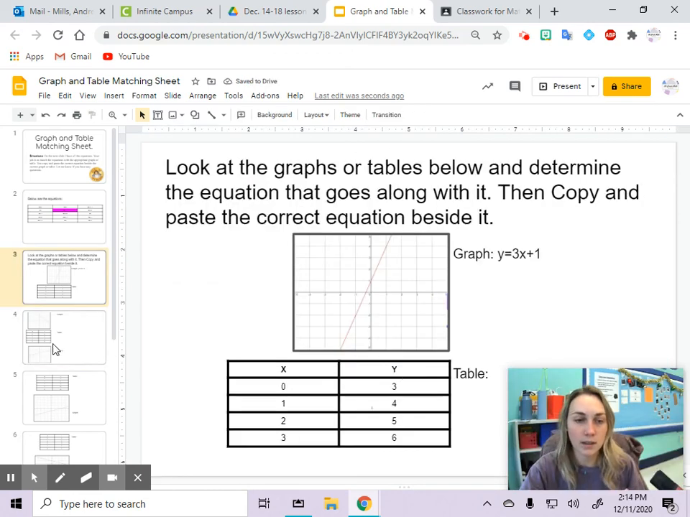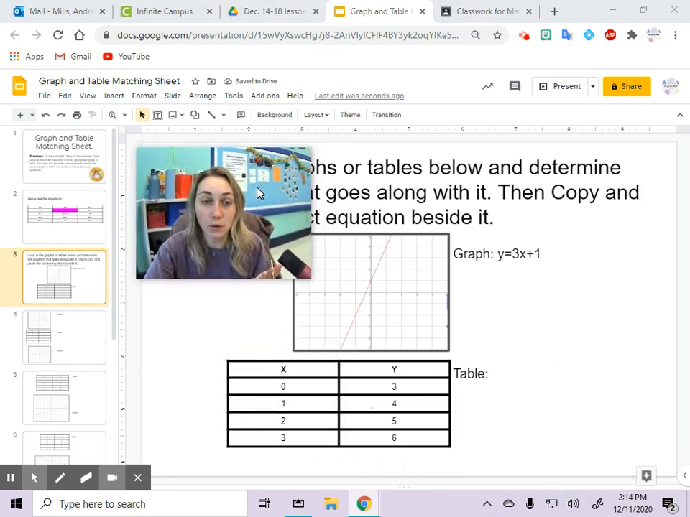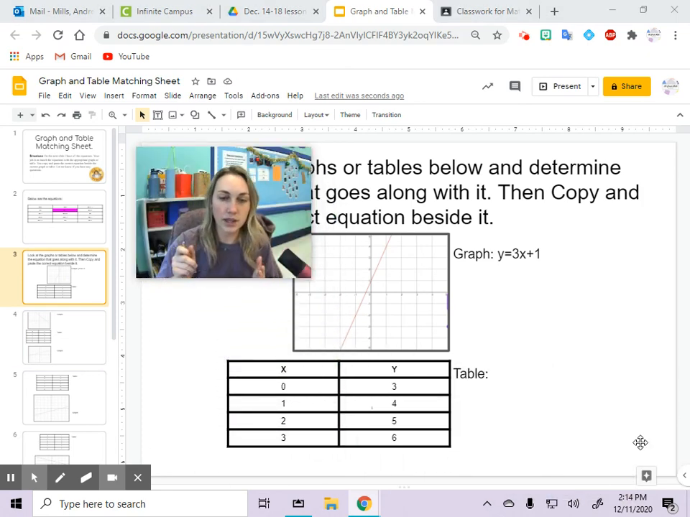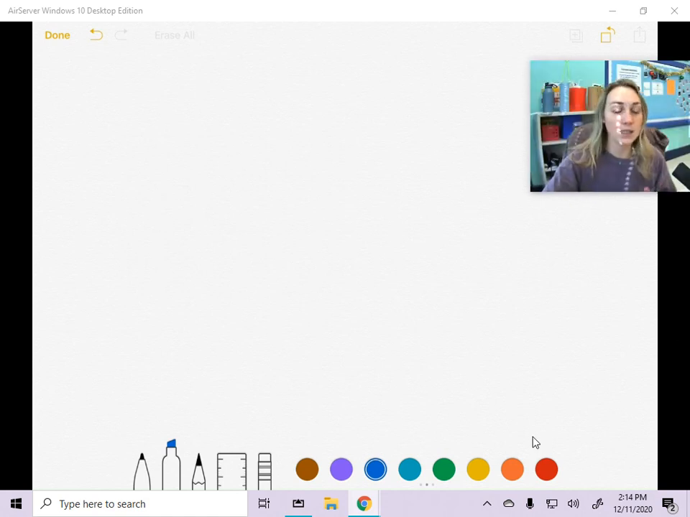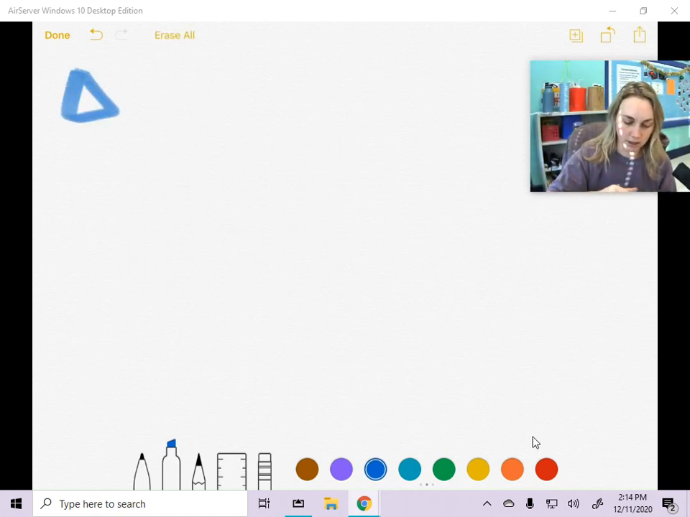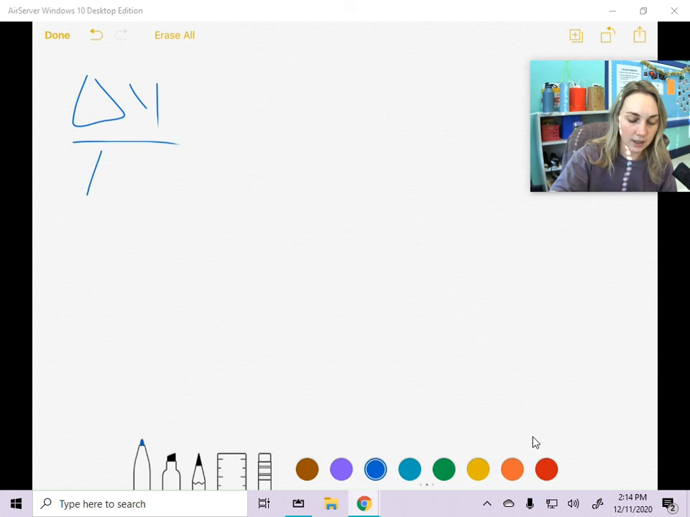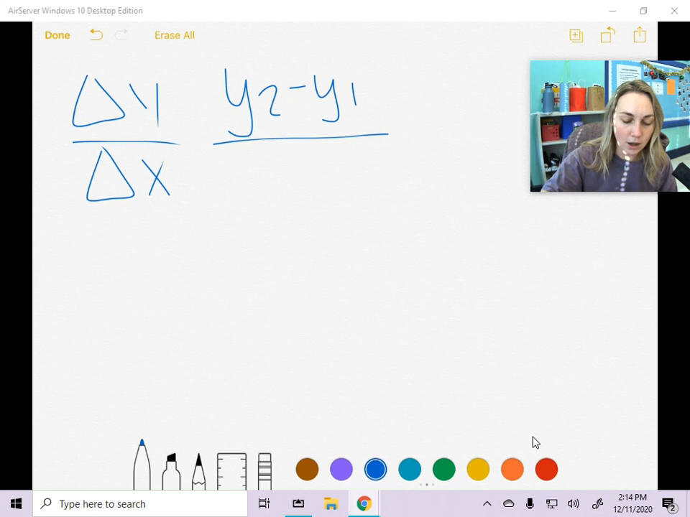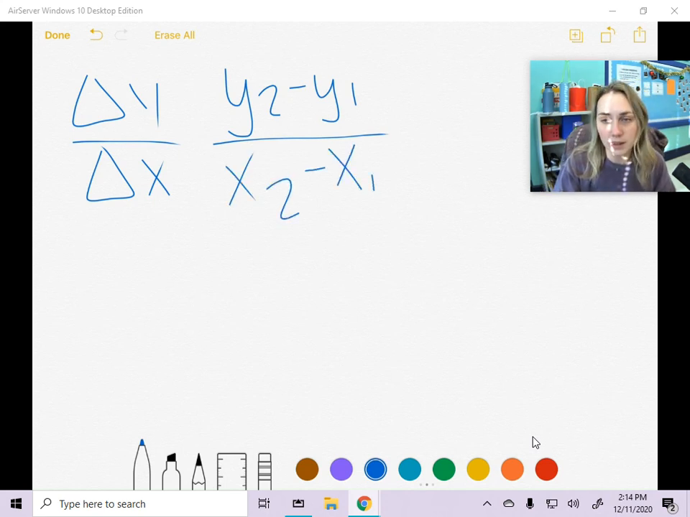All right. So now let's find the equation for the table. How you find the equation on the table is you do have to use the slope formula. And if you remember, the slope formula was basically your change of y over your change of x, which is the same thing as y2 minus y1 over x2 minus x1. So we need two ordered pairs and put them into this formula to find the slope.